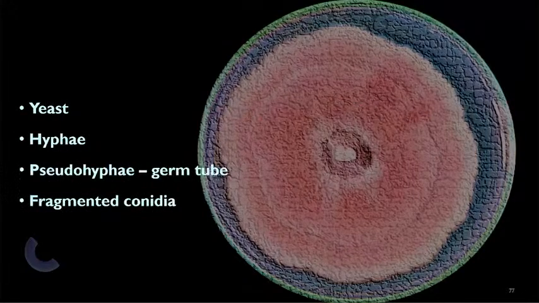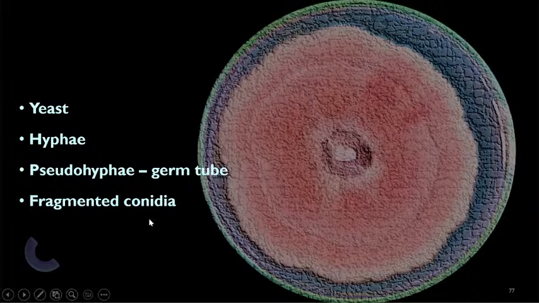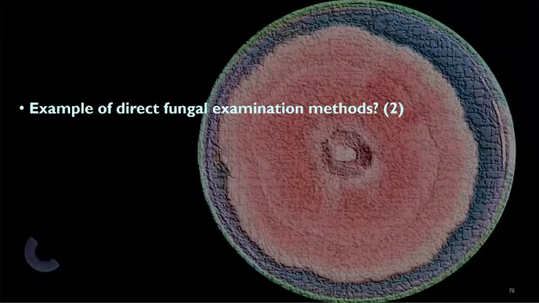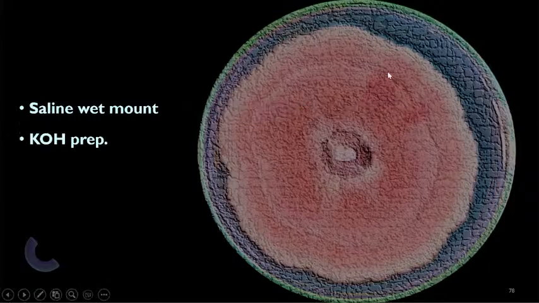If you're a microbiologist and you're specifically working in the mycology lab, you need to look for hyphae, yeast cells, and pseudohyphae. In the case of pseudohyphae, this is also known as a germ tube. We'll talk about that later. And fragmented conidia. Okay? Sir, how can we observe it? Don't worry, I will teach you later. Now, examples of direct fungal examinations include two different types of methodologies. You use saline wet mounts and KOH prep.